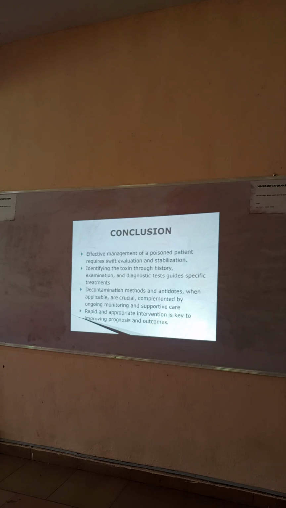Okay, now I guess we come to the end of it. So, conclusion: effective management of a poison patient requires fast and rapid evaluation and stabilization of the patient. We also have to identify the toxins through history taking, examination, and diagnostic tests specific for the treatment, because you have different causes and different types. Decontamination methods and antidotes, when applicable, are crucial, complemented by ongoing monitoring and supportive care. Rapid and appropriate intervention is key to improving prognosis and outcomes.